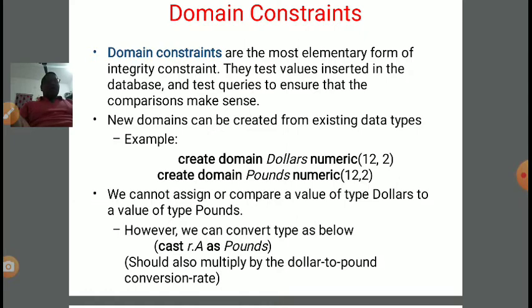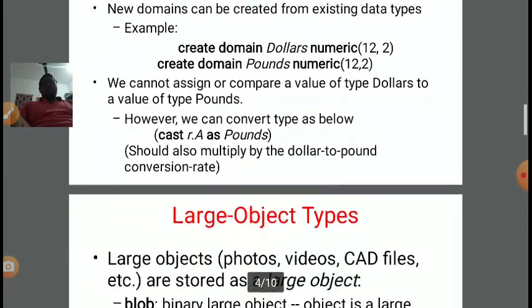However, we can convert type as below. We can convert one type into another. How? With the help of the cast and as commands. So how to write it? Cast relation name r.a as pounds. It is not multiplication by the dollar to pound conversion rate; we are just converting the type from one attribute to another.